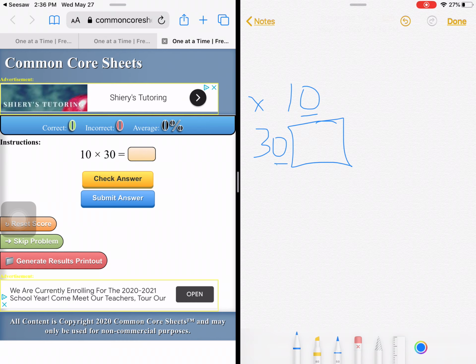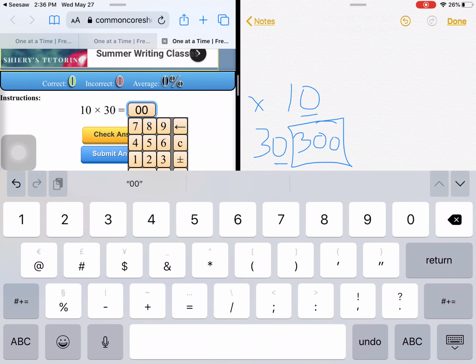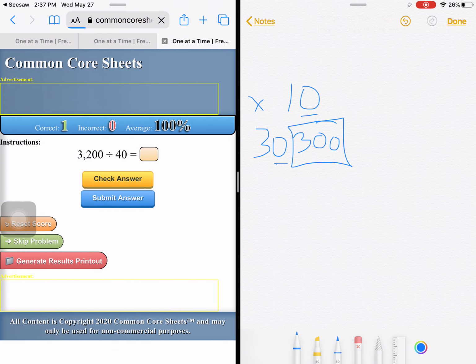I have 2 zeros, so I'm going to put 2 zeros because the 10 times 10 is hundreds, and that would be 2 zeros to make them hundreds. 1 times 3 is 3, so my answer is 300. So we're using place value by knowing that when we multiply two tens, we're making them into hundreds.